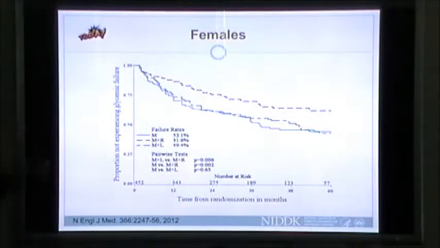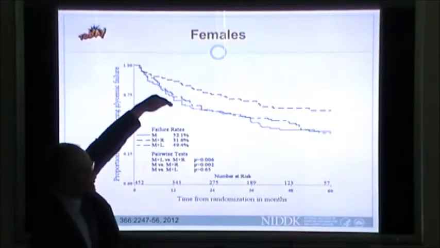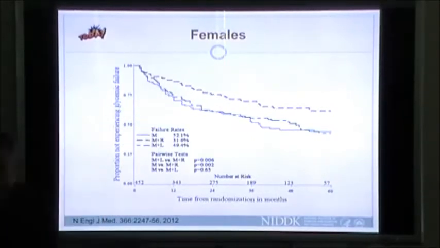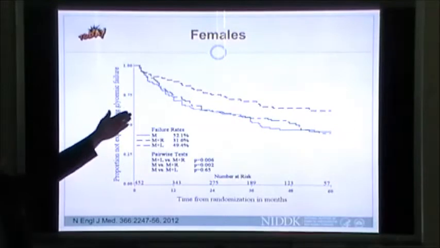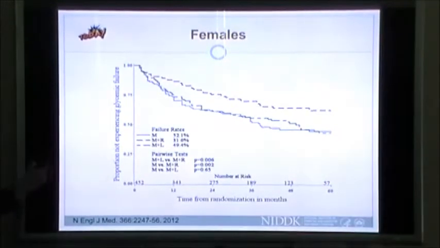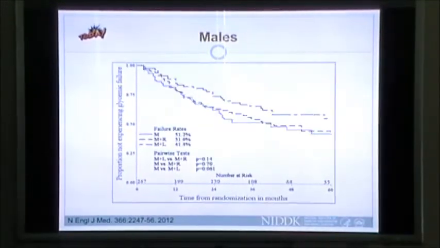So this is the time to event analysis, and this is blue metformin, green lifestyle, red rosiglitazone. And we see in the girls, rosiglitazone is statistically better than either of the other two arms. Whereas in the boys, rosiglitazone and metformin are the same, with a trend, a hint, a suggestion that lifestyle may be more effective in boys than girls.